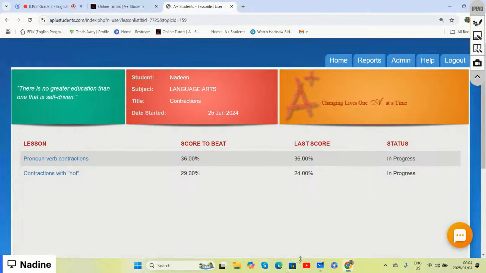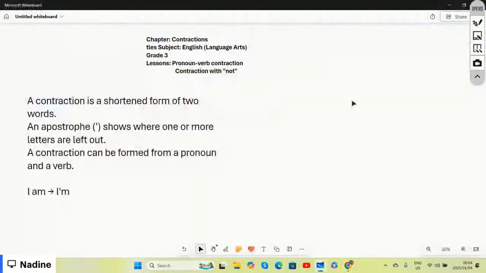All right, so our chapter is contractions. Our subject is English language arts. We're doing grade 3, and the lessons that we are going to be focusing on under the chapter of contractions are pronoun verb contractions and contractions with not. So, pronoun verb contractions and contractions with not.